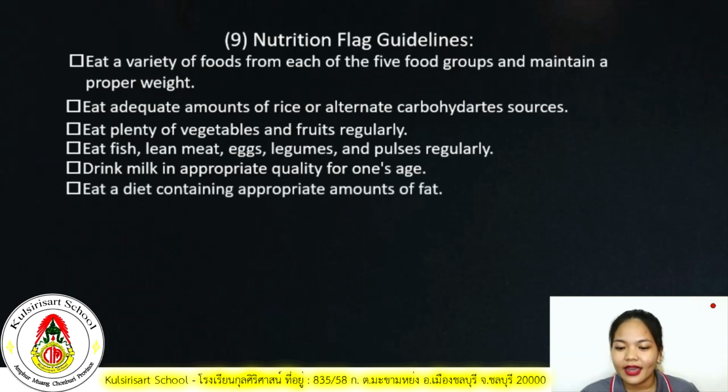Okay? Next guideline. Eat a diet containing appropriate amounts of fat. So if you will remember our food pyramid a while ago, it only says there are 5% of fats or sugar-rich food. Because as we all know, too much fats will be unhealthy for you, okay? So eat appropriate amounts of fats. Don't eat too much fat, okay? Because this could lead to different heart or health defects, okay?